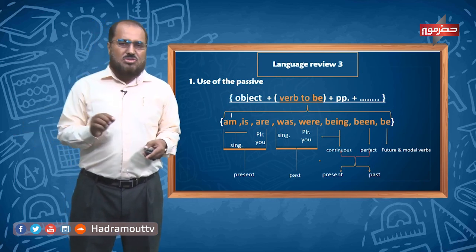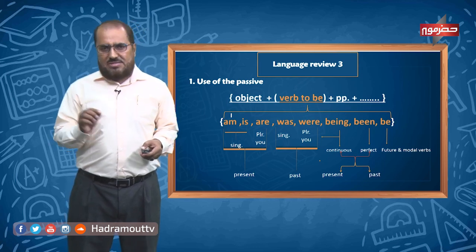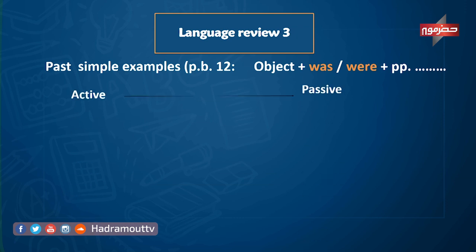Let's have some examples here about the passive. Let's choose the past simple. Past simple examples. If it is past simple, the structure will be object, was or were, then the past participle. Example: change from active into passive. The doctoress let Edie Show out of the hospital.